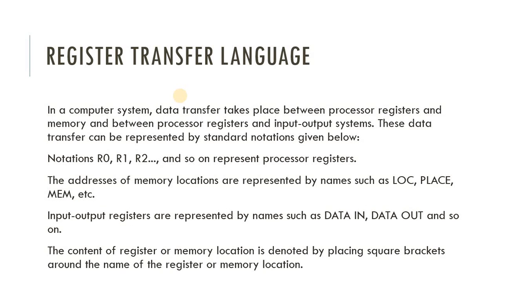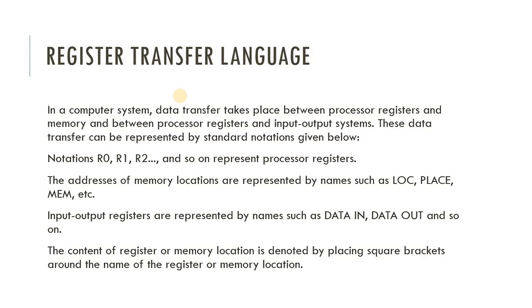Now in a computer system, data transfer takes place between processor registers and memory, and between processor registers and input-output systems. So the data transfer is mostly between processor register and memory, or between processor register and any input-output devices. The data transfer can be represented by some standard notations given below. As I said, this is the language which provides the symbols to us. So these are the symbols. The notation R0, R1, R2 up to Rn is the notation to represent the processor registers.